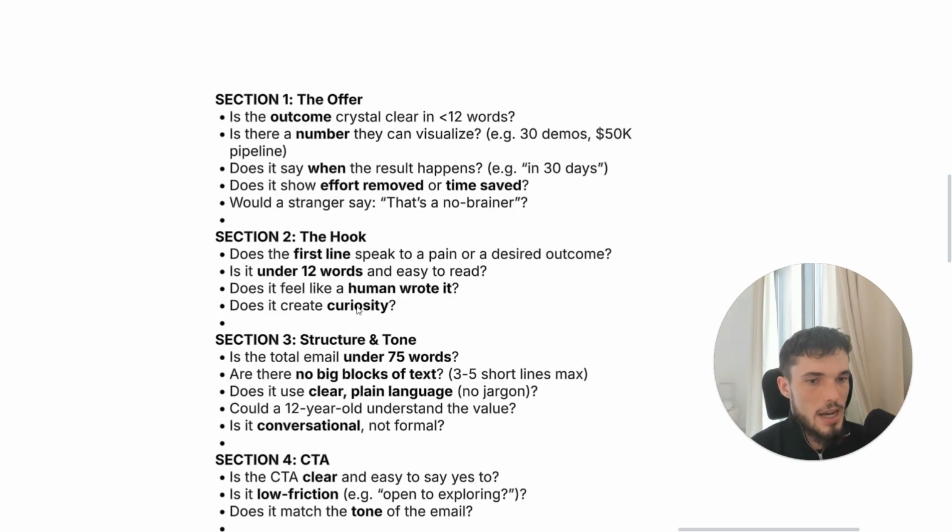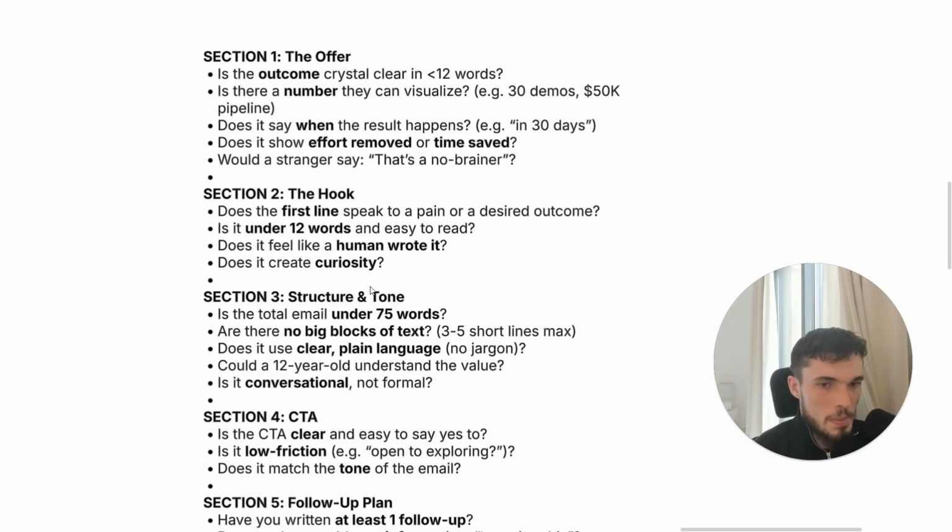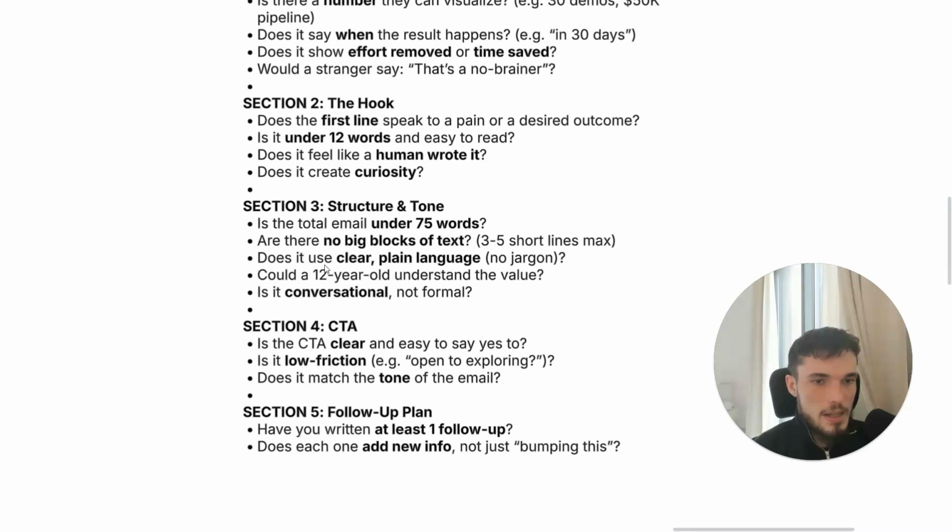And then also make the first line short and easy to read, because we don't want them skipping the email based on the first line. You also obviously want to make it feel human. You want to pique curiosity with the prospects. Typically, I say under 75 words in terms of email length, avoiding big blocks of text, only using clear, plain language and avoiding jargon, and then also asking the question, could somebody that's 12 years old understand the value, right? Because truly, I hear clients say this all the time, they want to use all these technical terms, and they're like, oh yeah, but the customer will understand this. But in reality, they don't want to hear all that. They just want a very clear, plain message that's also conversational and not overly formal.